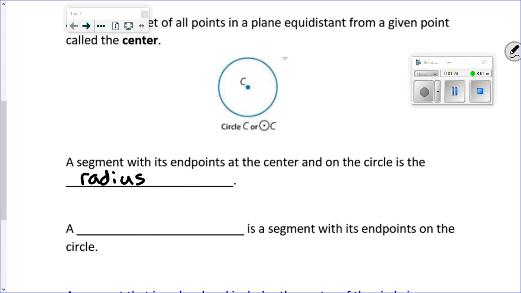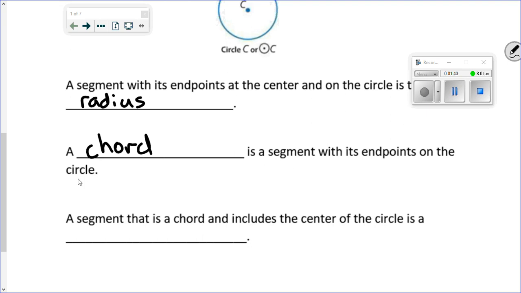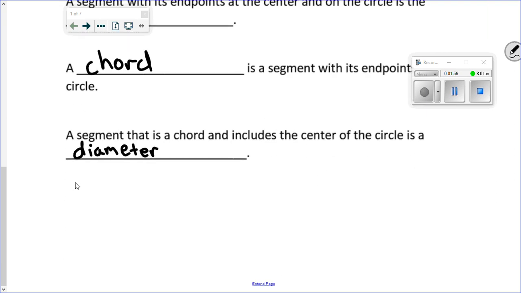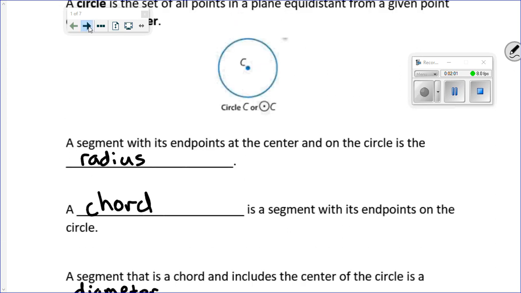So a chord, next word we're going to talk about is a chord. And it is a segment with its endpoints on the circle. So a chord is just a segment with endpoints on the circle. And the next definition then would be a segment that is a chord and includes the center of the circle is a diameter. It's called a diameter. And we'll see examples of these in just a moment here. Okay. So those are some definitions: radius, chord, diameter. It also defines circle.